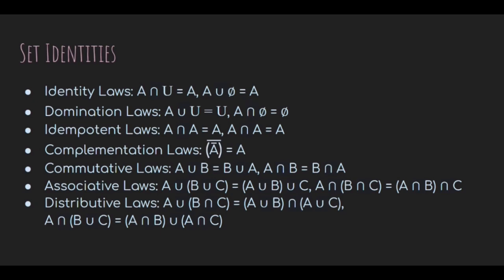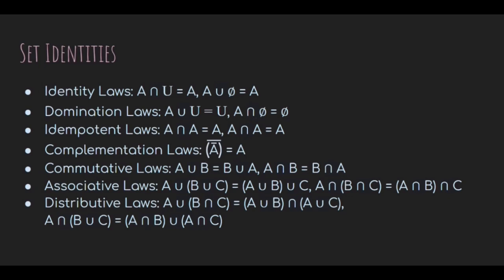We have the domination laws, which is A union the universal set is the universal set. Obviously, because you're merging A with everything, basically. So you're obviously going to get everything when you merge it. And A intersection empty set is an empty set because you're intersecting a set with elements with a set that doesn't have elements. So you're going to get nothing. So this is an empty set when you find the intersection of A and an empty set.